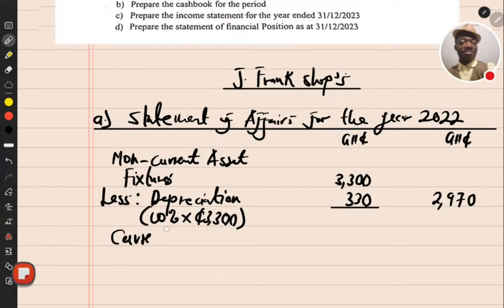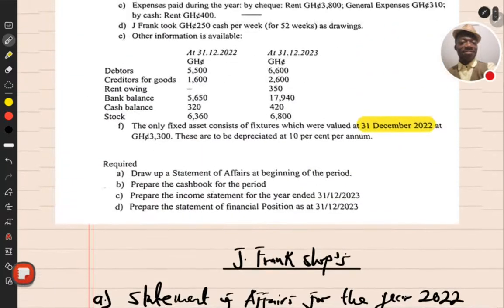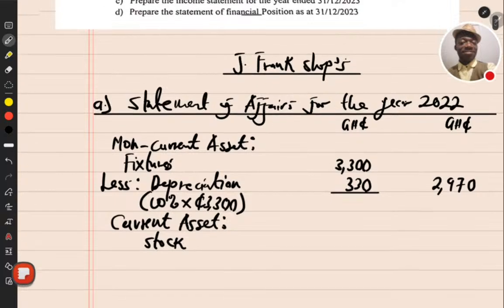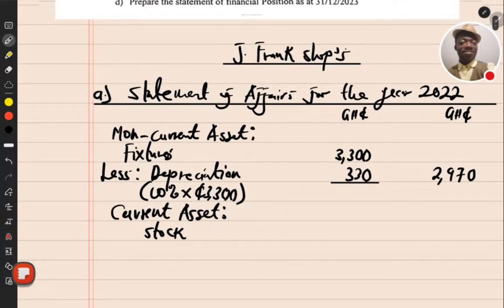Current assets, assets that last within what? One accounting year, whose benefit is within one accounting year. Current assets. So we start with what? Stock. So the stock as at 31st December 2022, here we were told that the stock figure is 6,360. So we'll have the stock coming up here.